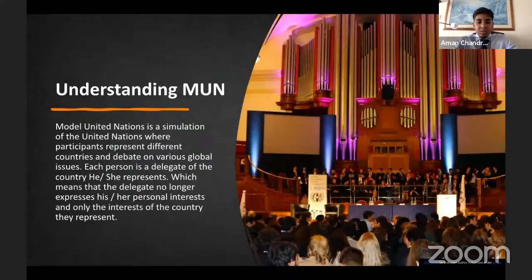Now, let's understand what MUN is. It's basically a simulation of what goes on in the actual United Nations, where participants, who are called delegates, represent different countries and debate on various global issues. Each person who represents a country is called a delegate, which means you're no longer allowed to use personal pronouns, only pronouns that are in the interests of the country themselves.